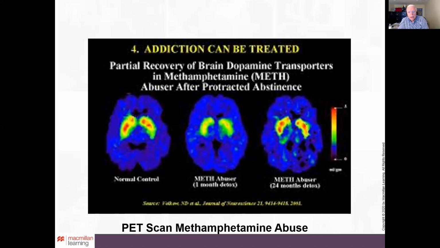As you can see, for the meth abuser 1 month into detox, meaning they're getting off or are now off the drug, there's less red, meaning less dopamine activity going on. But 24 months after detox, you can see that that red area is coming back, meaning those dopamine neurons are starting to function more normally again, which of course is a good sign.